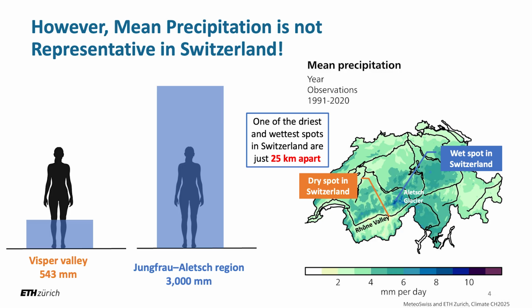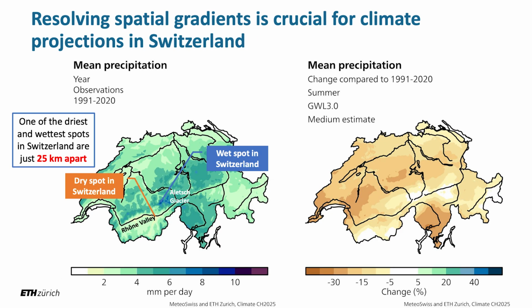And most importantly, you can also see this topographic effect on precipitation in the climate change signal. This is shown here, from the Swiss climate change report that we published last year. This is precipitation change in summertime at 3 degrees global warming, and you see some regions, in high mountain regions, have zero change, and other regions, which are very close by, have minus 30% of precipitation.